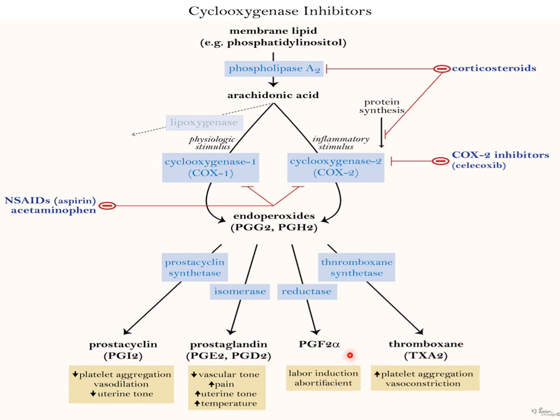And the next one is prostaglandin F2 alpha. It is useful for labor induction and is also used as an abortifacient agent. And the last one is thromboxane A2. It plays a very important role: it increases platelet aggregation and causes vasoconstriction. Whenever we observe vasoconstriction, there is an increase in pain at that particular region. So these are the consequences observed whenever there is activation of the cyclooxygenase enzyme.